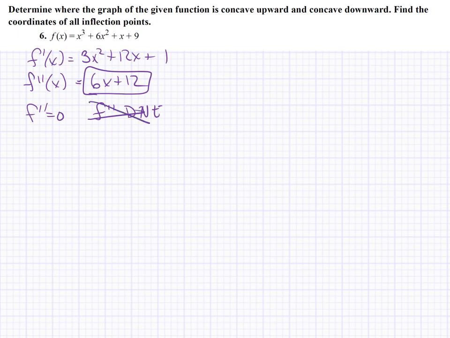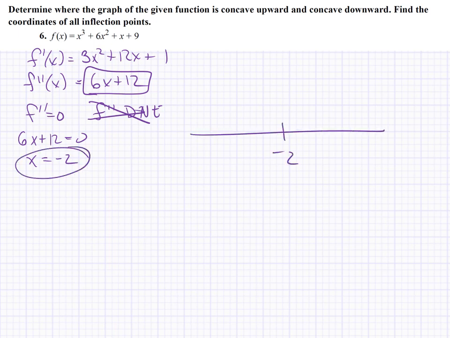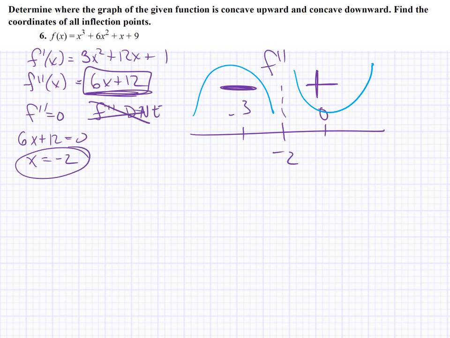So in order to figure out where the second derivative is 0, it's pretty simple. 6x plus 12 has to equal 0. You see that x would have to be negative 2. So that's pretty simple. So we have negative 2, our single value where we're looking at the second derivative. So I'll take negative 3 and let's say 0. And I'll plug them into this second derivative. Clearly right away you see when you plug negative 3 in, you get a negative. When you plug in 0, you get a positive. So that tells us we're concave down and we're concave up.